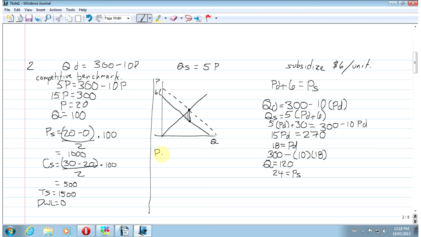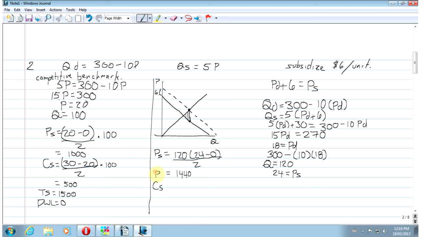So the producer surplus is simply, right, price of 0, price of 24 times the difference, right? So the quantity is 120 times 24 minus 0 divided by 2. Okay, and that producer surplus should be 1440. Yes, it is. Okay.